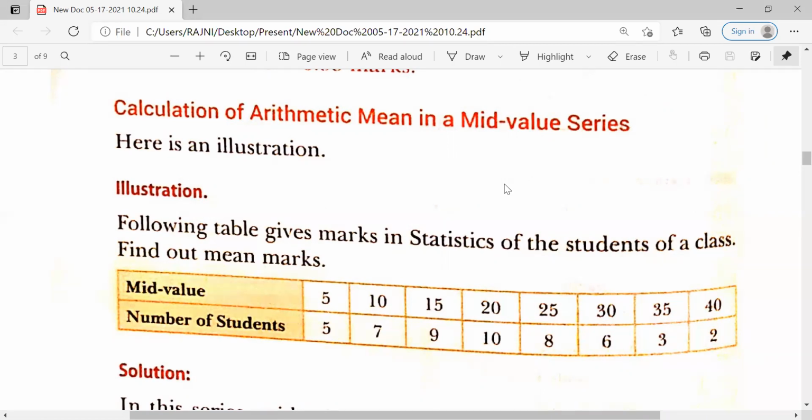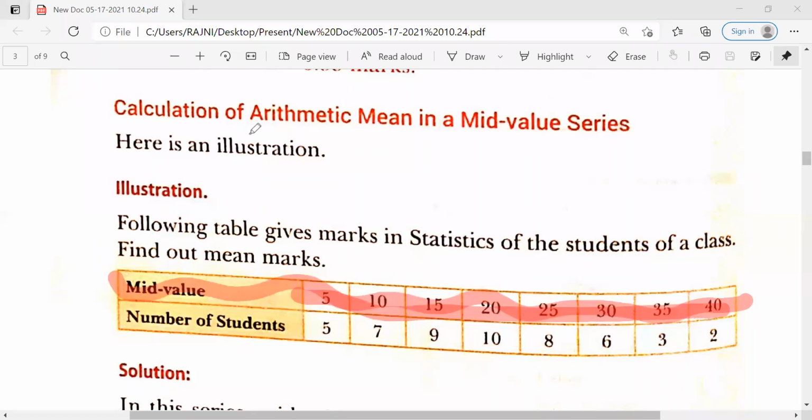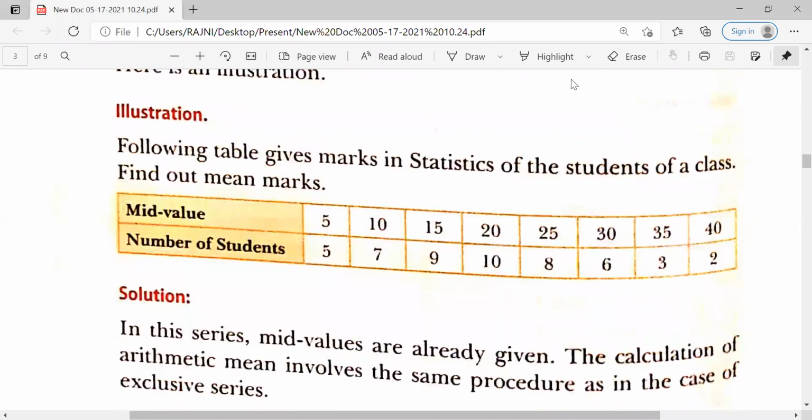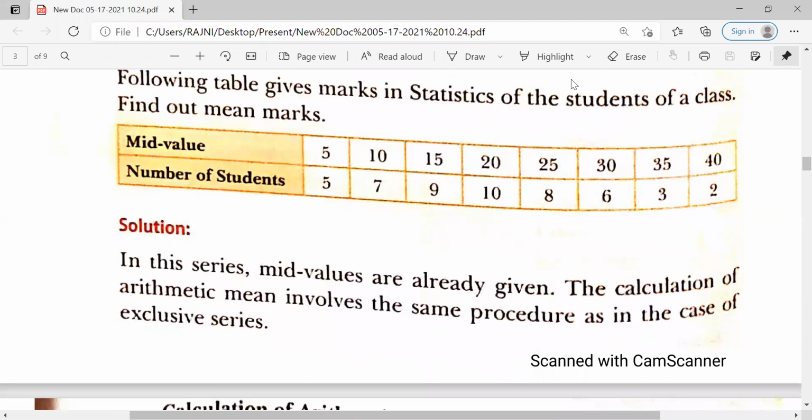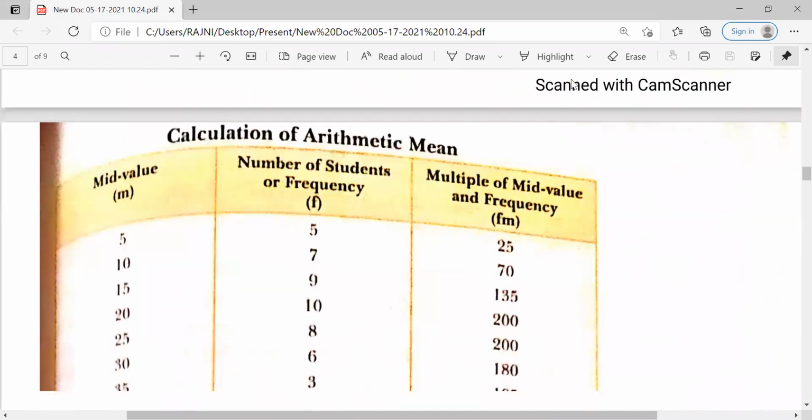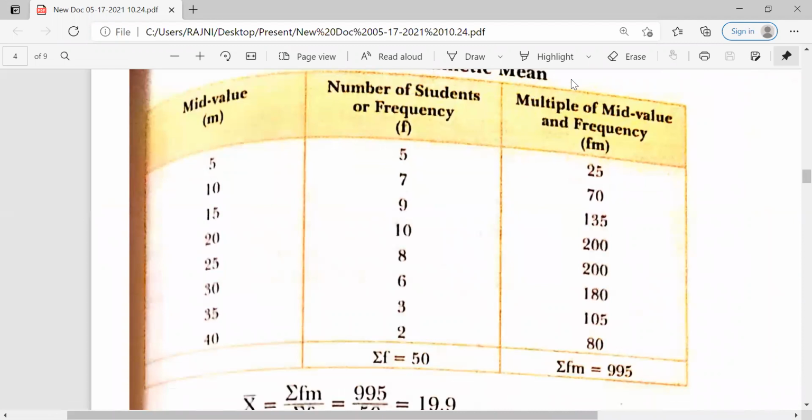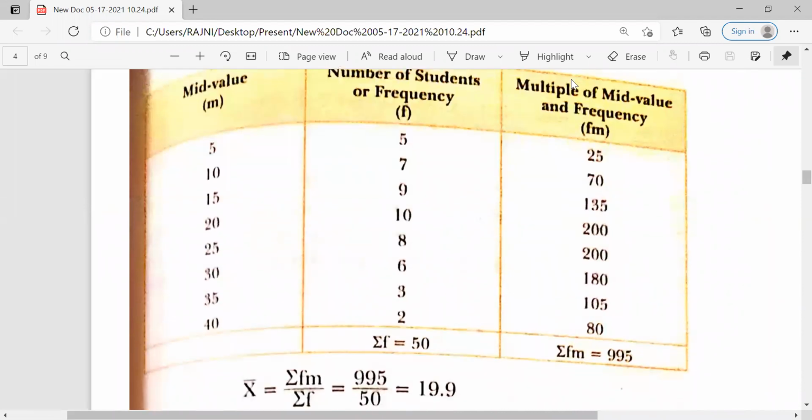So in this series, what is going on? The mid values are already given to you directly, rather than the class intervals. So what do we have to do? We just have to find the mean directly. Mid values and frequencies are given directly, so there isn't any requirement of converting this series into class intervals. We can calculate the arithmetic mean directly with the help of the mid value because of our formula.